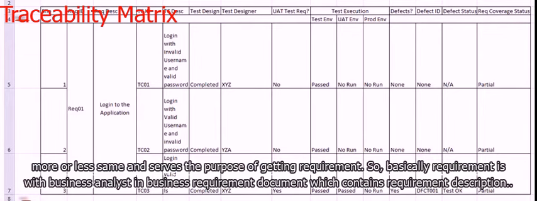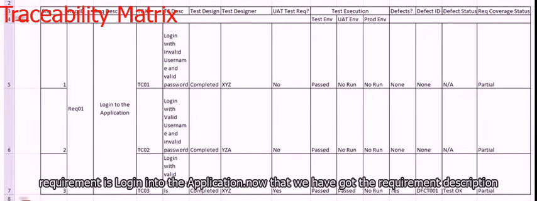Now we come to our traceability matrix document. So let us look at the requirement description column, where we can clearly see that the requirement is logged into the application. Now that we have got the requirement description, now it is time to create test cases.